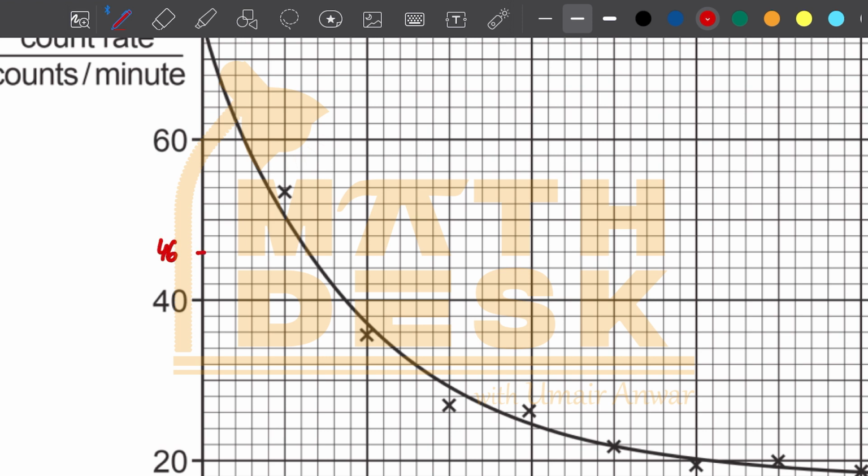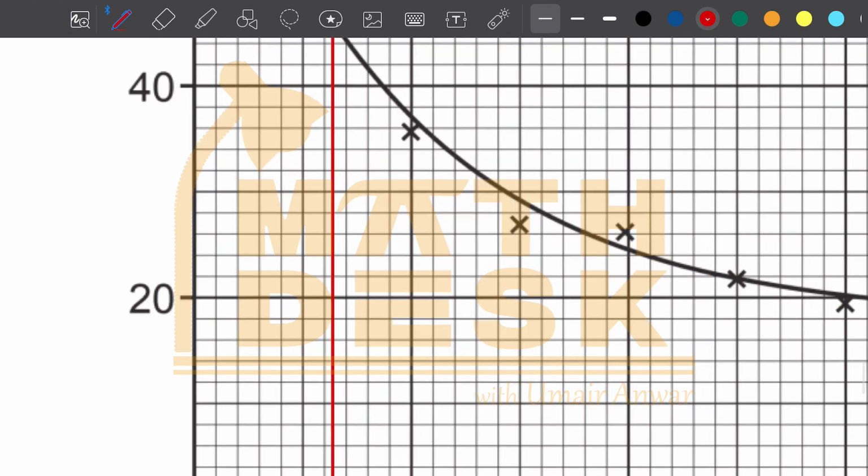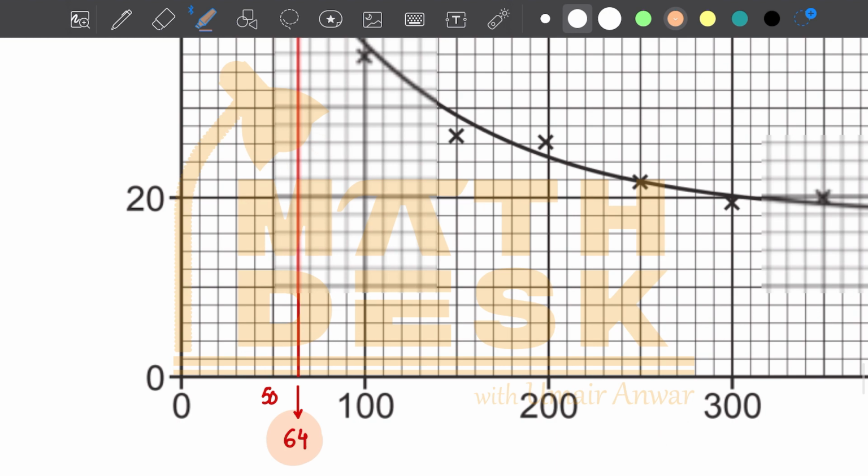This is the 46, and if I match this line horizontally with the curve and then I bring it down to the x-axis, the value obtained is 50, then 60, and a little before the mid. So it could be taken as 64. So this is the first value obtained against the value of 46 after first half-life.